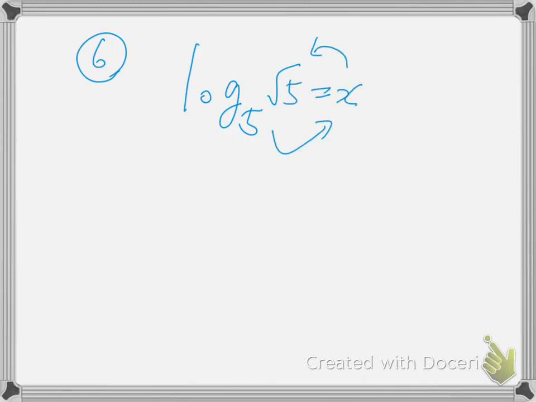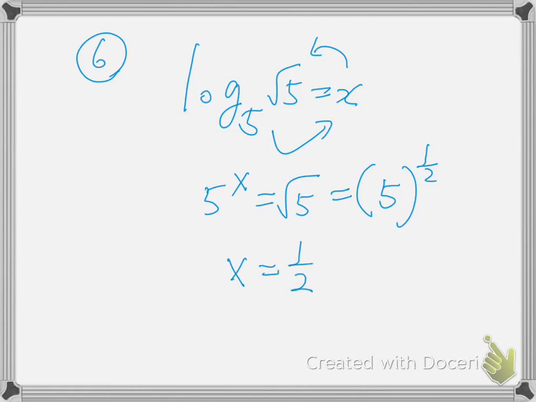Number 6. Log 5 of radical 5. So counterclockwise again. 5 to the x is radical 5. So what is radical 5? It's a rational power of 5. So it's 5 to the half power. So x is 1/2. So from all these examples, you can see we first change log to exponential form, and then we compare the exponent.